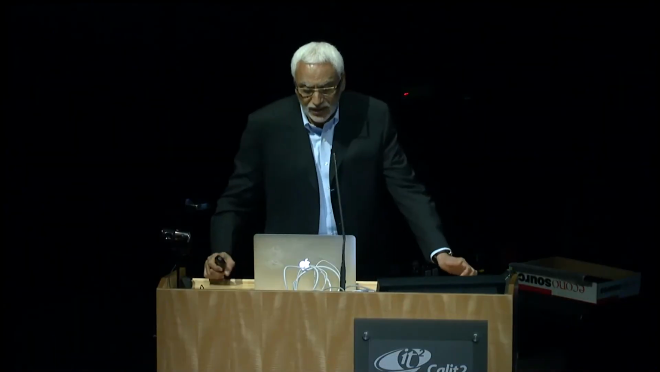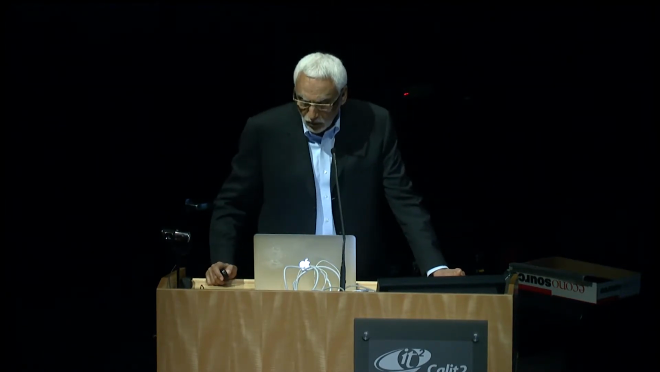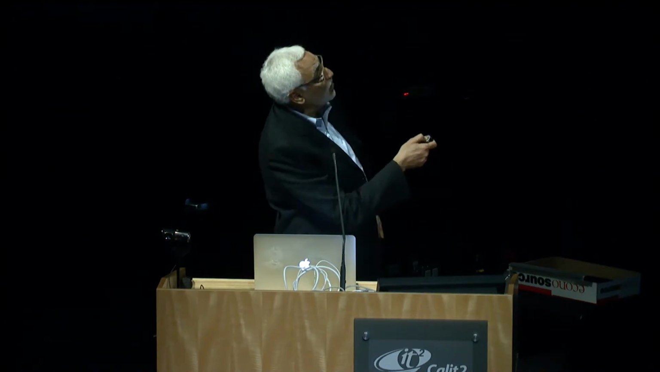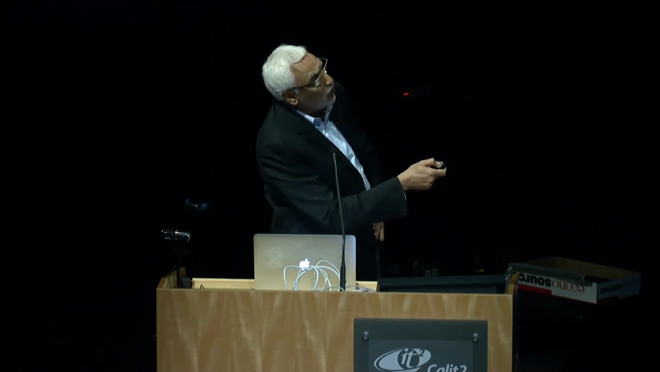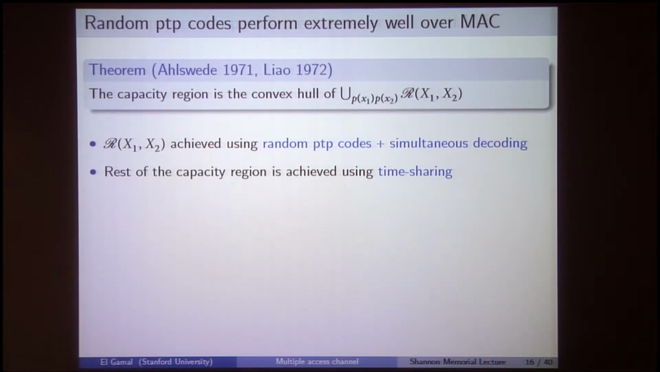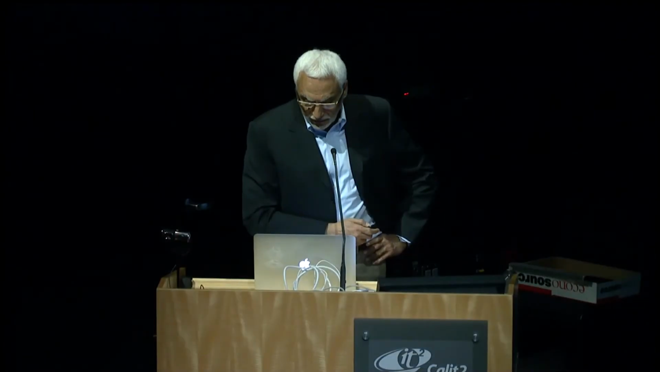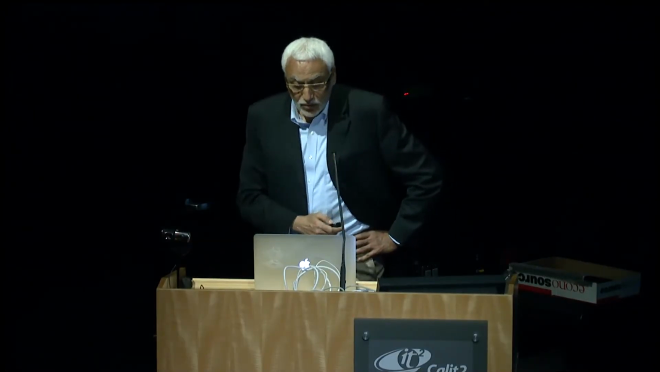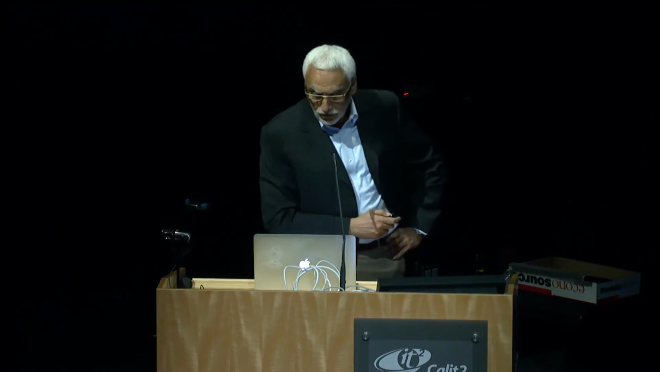So the upshot is random point-to-point codes can perform extremely well over the MAC. Every rate region R(X1,X2) can be achieved using random point-to-point codes, but you need to use a fairly complicated decoder. You cannot use your current point-to-point decoder. You need simultaneous decoding. And then the rest of the region can be achieved using time sharing between different random point-to-point codes. So this is the story for the MAC, that point-to-point codes are great. Not only that, the results generalize to more than 2 senders. So point-to-point codes are totally sufficient for that.